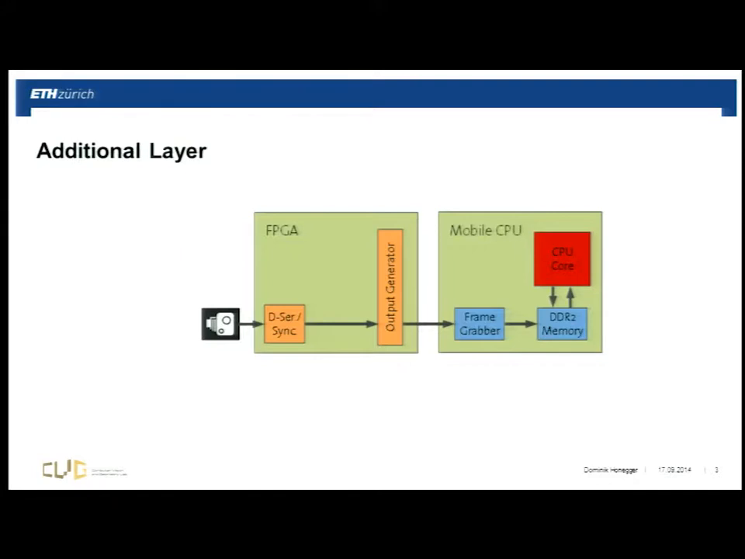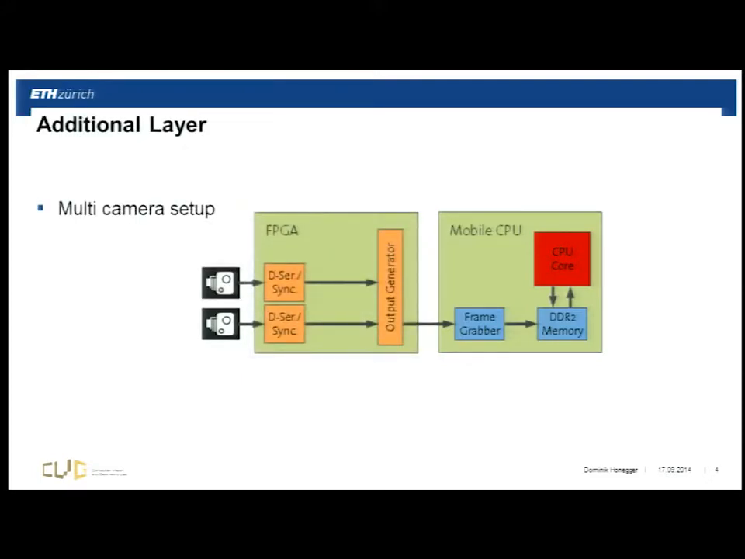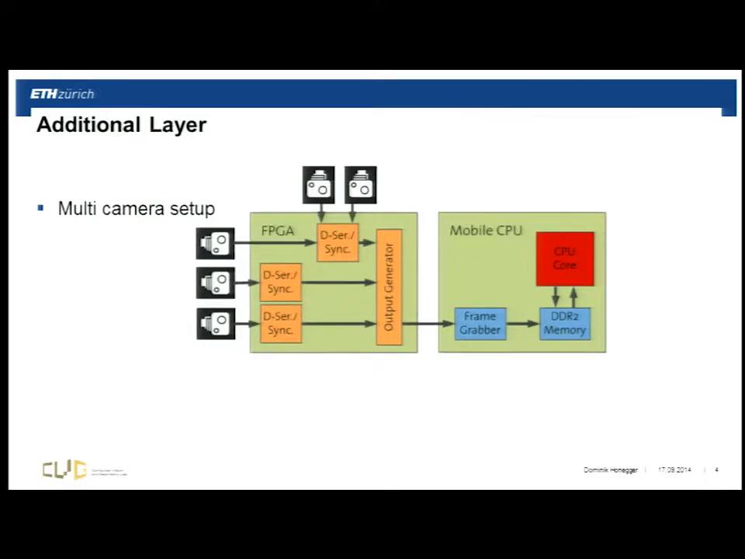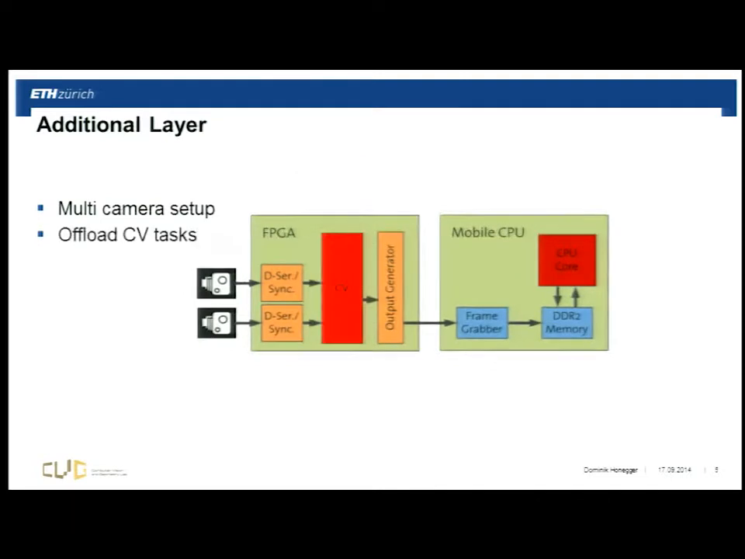The FPGA is kind of a hidden layer, as it acts towards the mobile CPU as a regular camera and towards the camera as a regular mobile CPU, and is therefore fully compatible with the existing architecture. Using such an FPGA allows you to easily build up a multi-camera setup with 2, 3, 4, 5, or as many cameras as you want. And more importantly, you can offload computationally intense computer vision tasks from the mobile CPU to the FPGA.